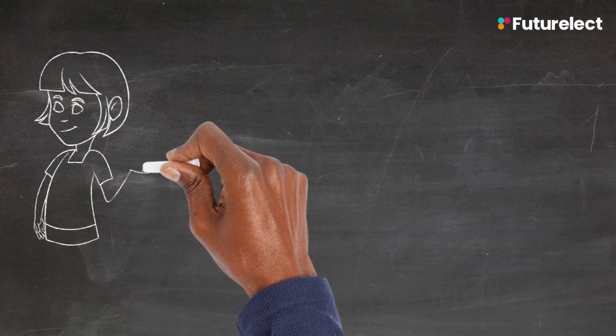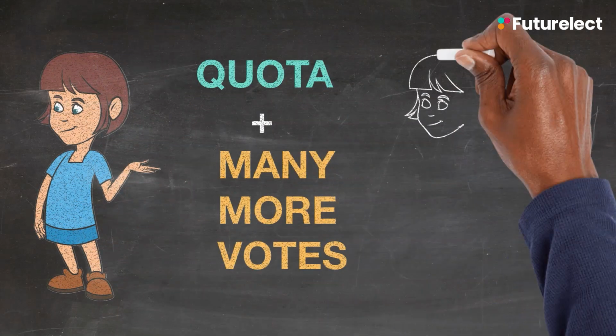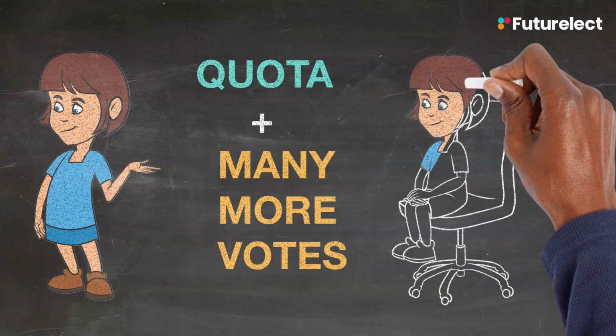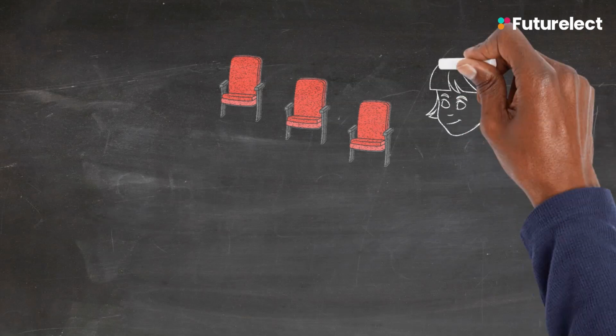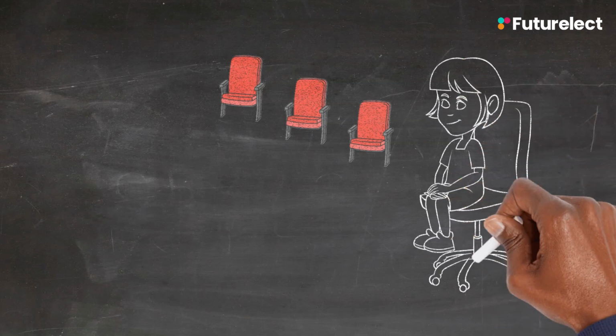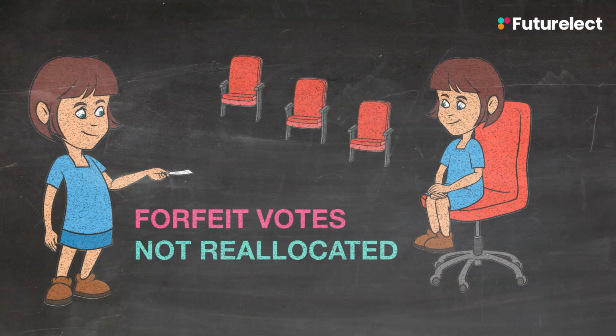Independent candidates who win more votes than this quota will still only be able to occupy one seat. Even if they win many more votes, they still won't be allocated a second or a third seat. This may seem unfair, but one person can't occupy more than one seat, so they forfeit any additional votes, and they are not reallocated anywhere else.